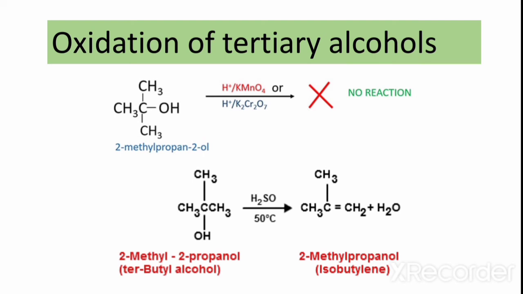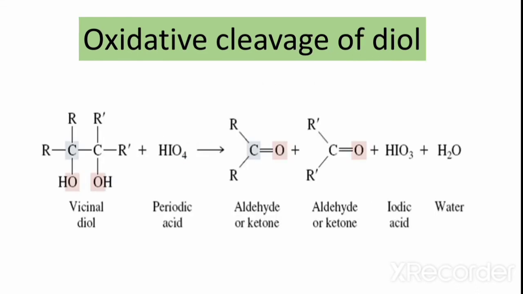And when we have the same reactant, but we change the conditions of the reaction, that is sulfuric acid and 50 degrees Celsius temperature provided to this compound, it will form isobutylene and the byproduct, that is a water molecule. And the other is oxidative cleavage of diol.